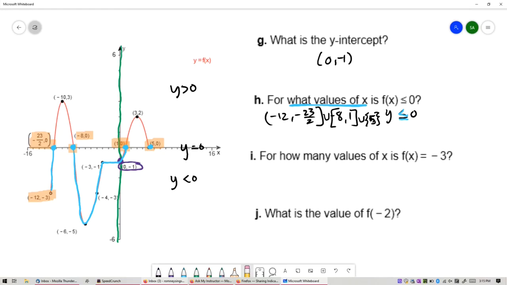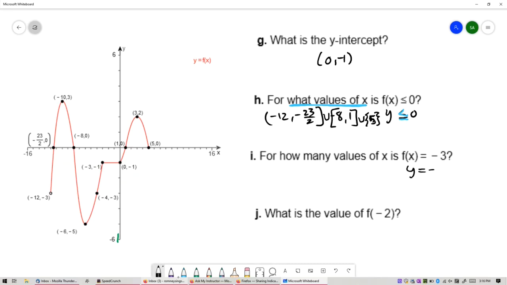I'm going to erase my markings here and address the next part. The next part says, for how many values of x is f of x equal to -3? So remember that f of x is y. So let's read that question again with y. For how many values of x is y equal to -3? So let's identify all of the ordered pairs with y equal to -3.